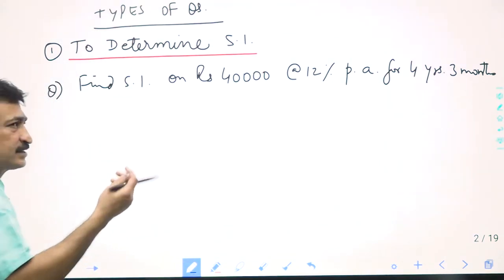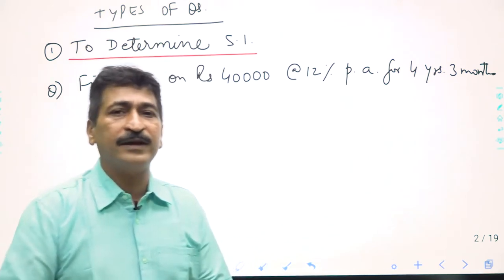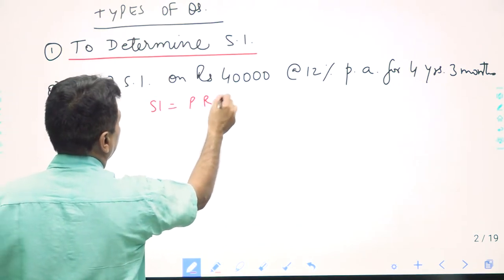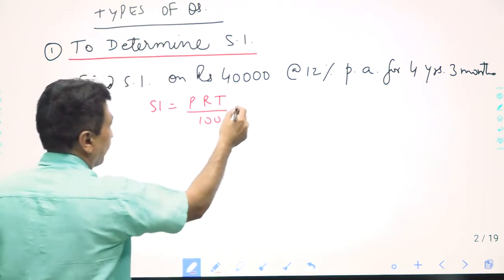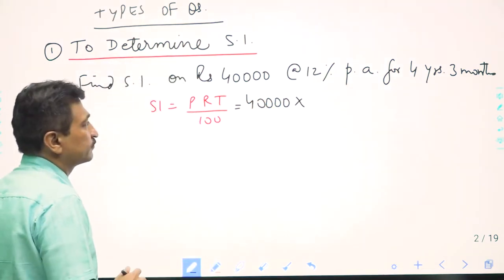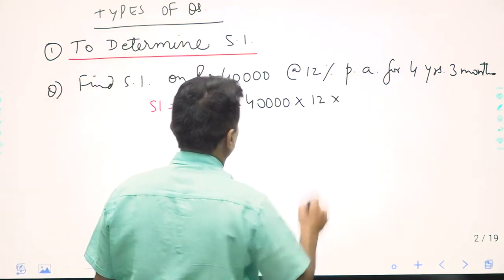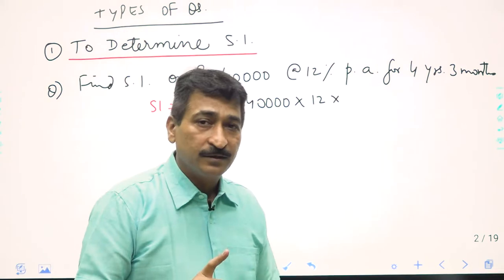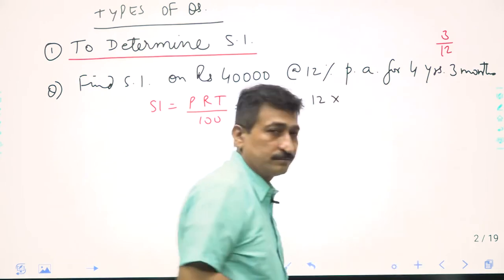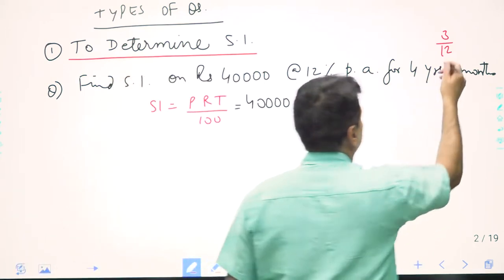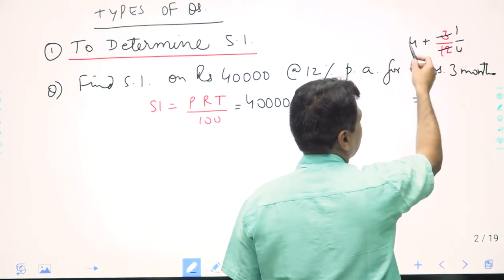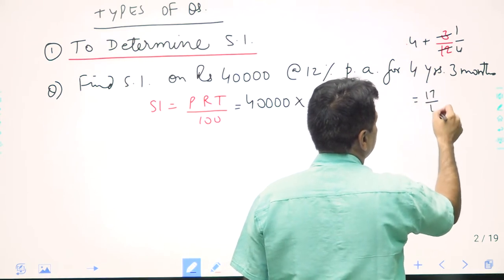Let us calculate. It is a simple question, 0 level question. Let us calculate it by the given formula we have. SI is equal to PRT upon 100. Let us start with P. P is 40,000. R is rate, 12%. Time is 4 years 3 months. Now 4 years is in years, but 3 is in months. So we convert it into years, 3 by 12, we get 1 by 4. 4 plus 1 by 4, which is 4 4s are 16, 16 plus 1, 17 upon 4.